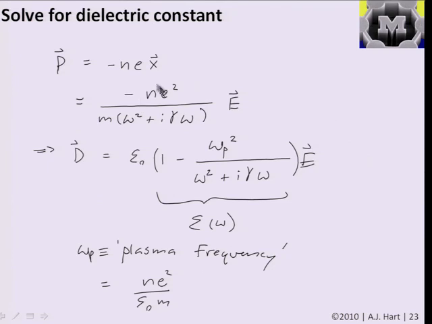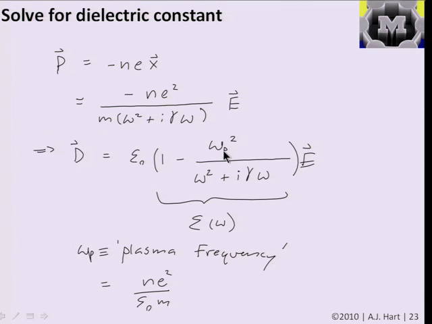So we can take that solution for x, we put it into the polarizability, and we substitute the whole thing into the dielectric displacement. And the result will look like this. So this collection of terms here is going to give us the permittivity. And the quantity on the top, this omega sub p, is called the plasma frequency.